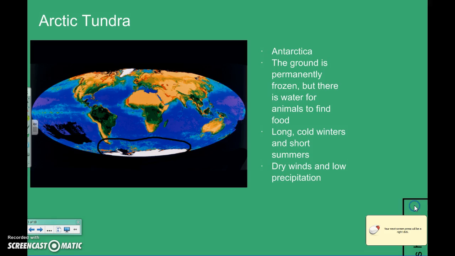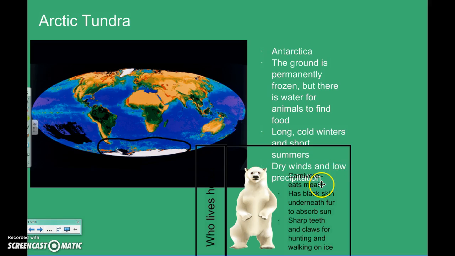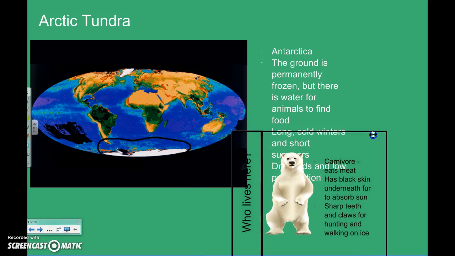So next, let's drag this to see what animal. So the polar bear is what we looked at before, and it says the polar bear eats meat. It has black skin underneath fur to absorb sun, sharp teeth and claws for hunting and walking on ice. So since it's so cold in Antarctica, the polar bear has black skin to absorb sun to keep him warm.